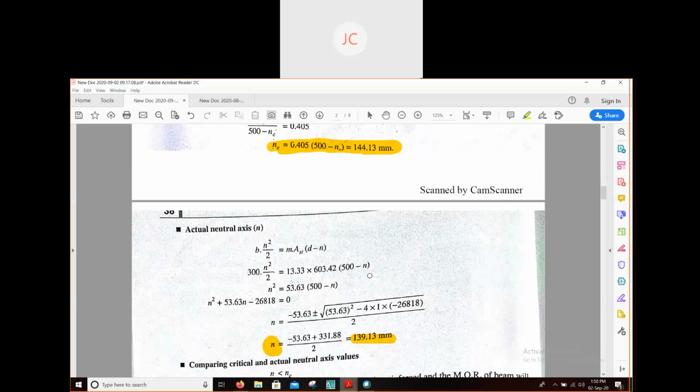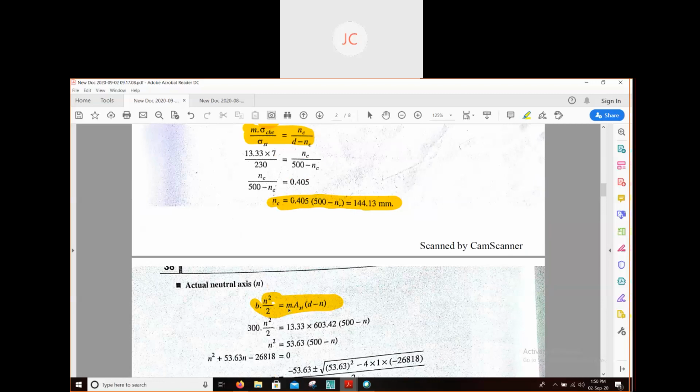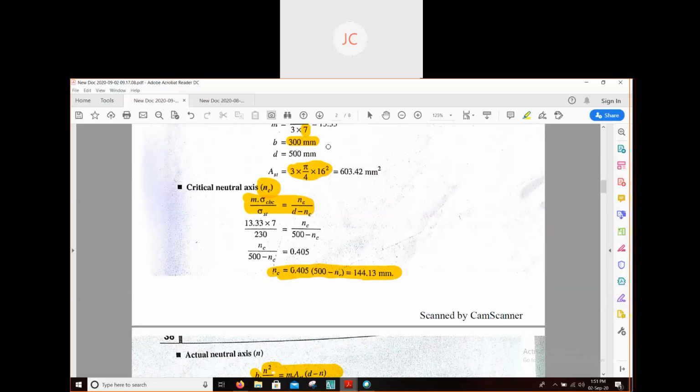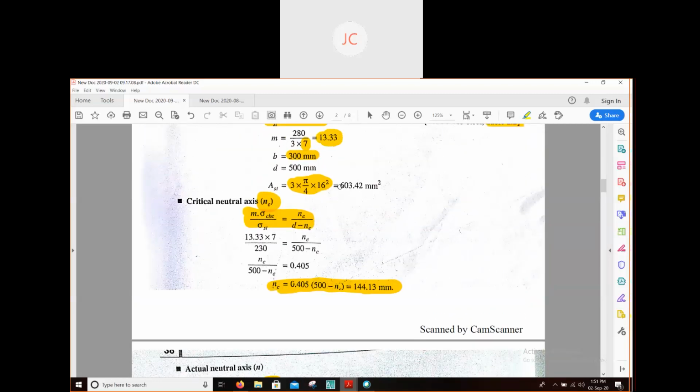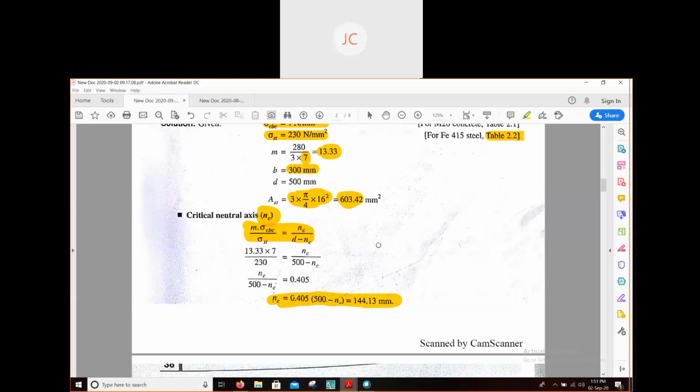Okay, so for the actual neutral axis we have to use this formula: b n squared by 2 equals m into ast into d minus n. b is the width of the beam, which is 300. n value we have to find out. m is 13.33, this one. Then ast is known, 603. Then d is known, it is given in the question.